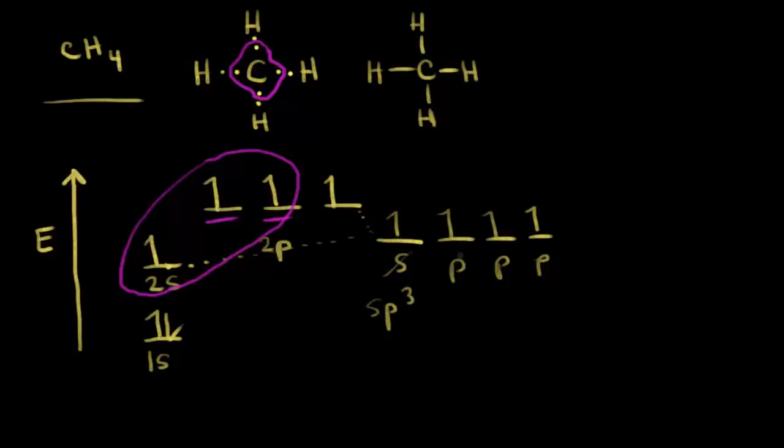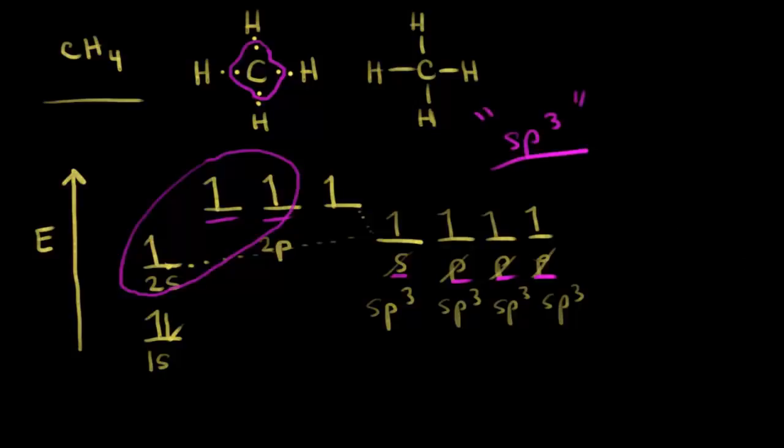This is no longer going to be a p orbital. It's going to be an sp3 hybrid orbital. And same with these. So the idea is you're taking some of the s character and some of the p character, and you're hybridizing them together into brand new orbitals. And since we're doing this using 1 s orbital and 3 p orbitals, we call this sp3 hybridization.